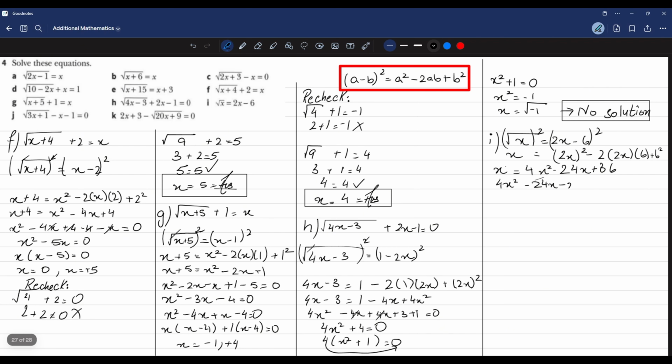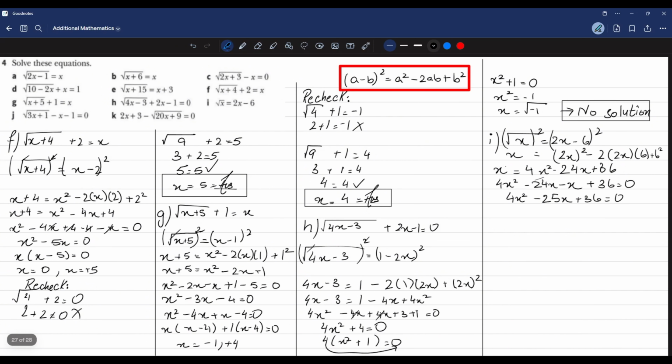Minus x plus 36 equals 0. How can we simplify this further? 4x squared minus 25x plus 36 equals 0. And now what we're going to do is take factors of 36 and 4.